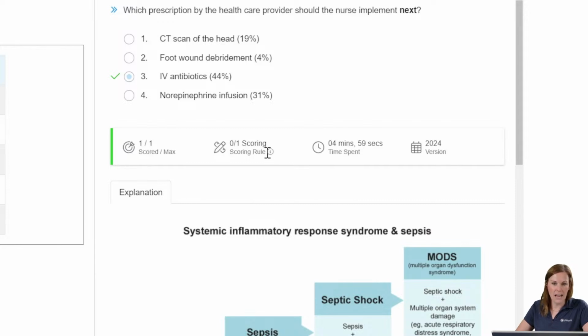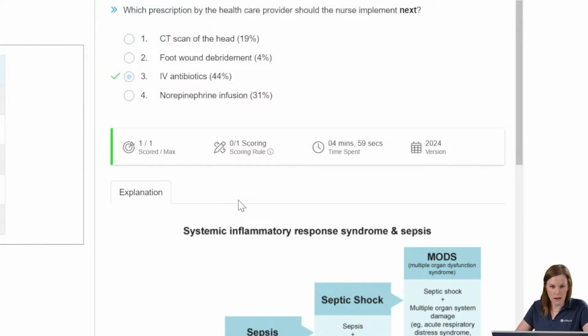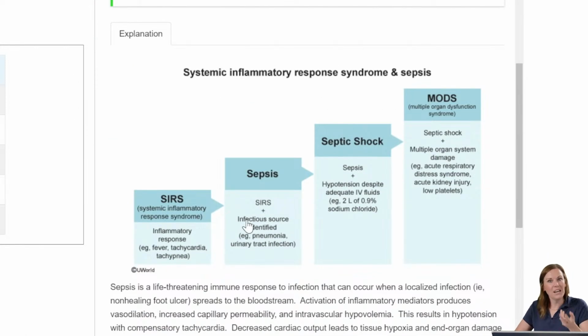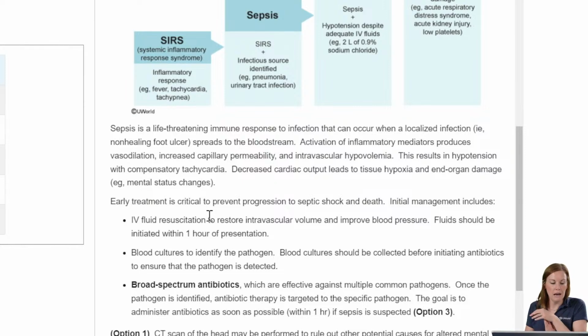Something kind of unique that we have, you can hit this little info button and it'll share more about how the scoring works if you're interested. But again, what we talked about earlier, we're worried about this client progressing to sepsis. So in the story, it mentioned that the client's blood specimens were collected. So we know we don't want to start antibiotics until we collect those blood specimens, because we don't want that to interfere with our samples.